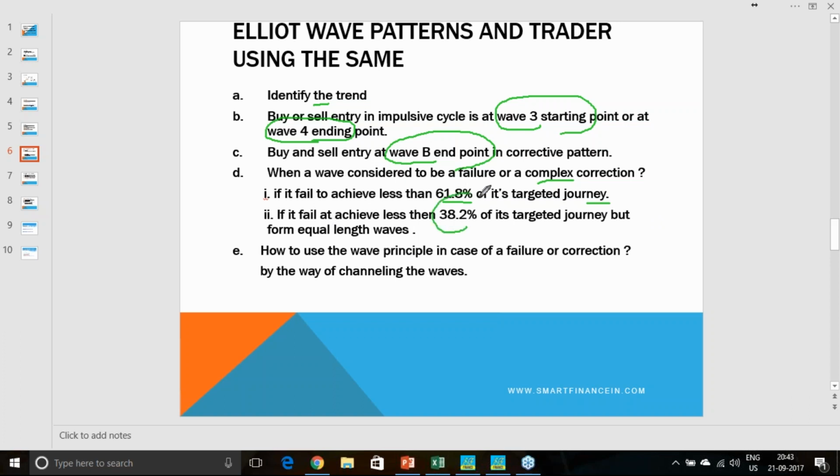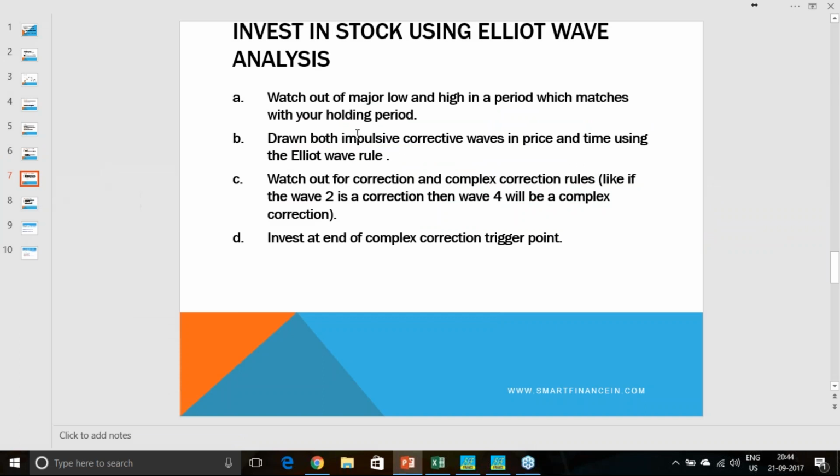And if it fails to achieve the 38.2% target journey, this is also considered a failure. So sometimes we can say it is a failure, sometimes we can say it is a complex correction. Once such things happen, what do we need to do? There is a principle Elliott has given: we have to do the channeling. Channeling is an advanced concept. In your free time, you can explore on web search and find out what channeling is and how I can do it. If you search, you will get a lot of information. If such things happen, then this is what we have to do.